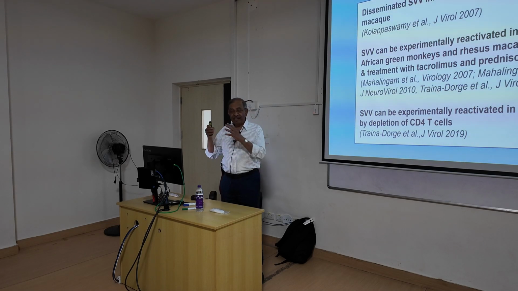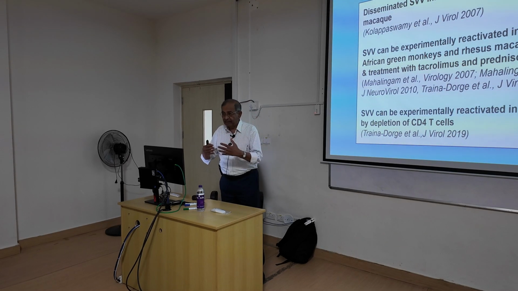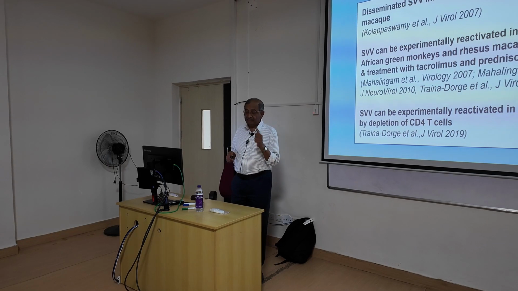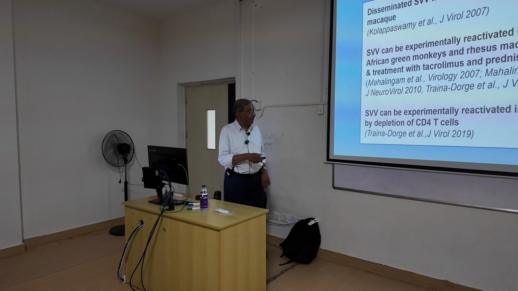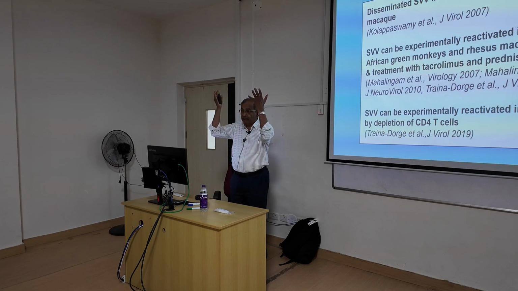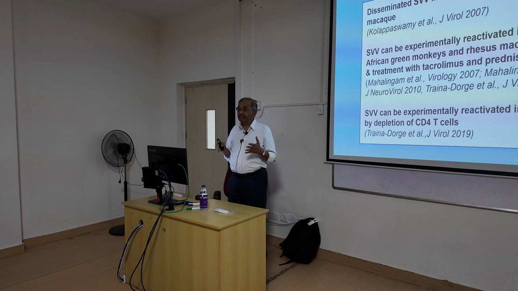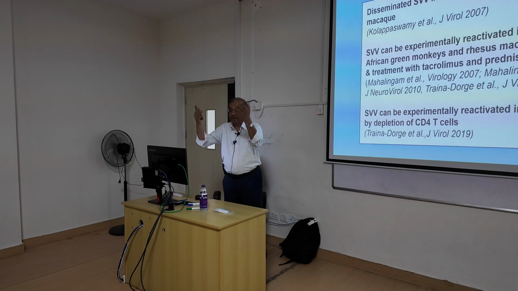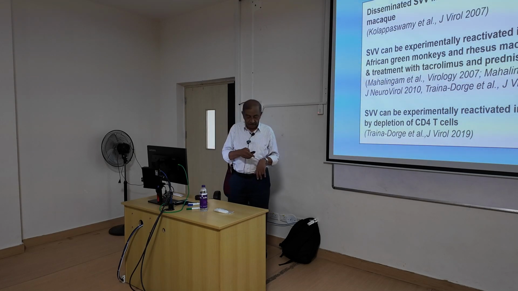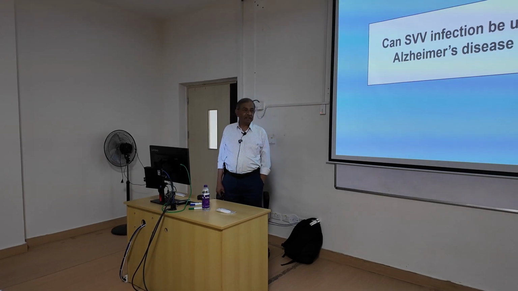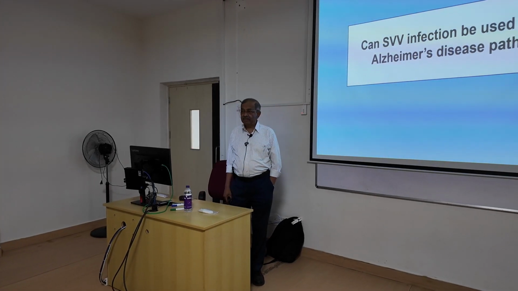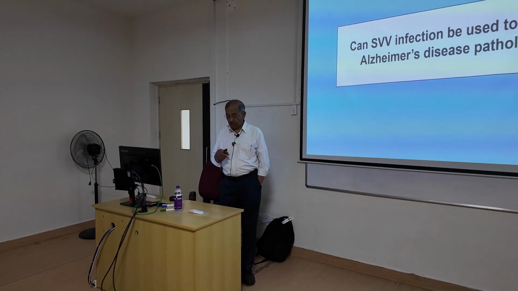CD4 T cells are one kind of T cell which protects us. In this case, we showed that if you deplete the T cells, immediately the disease is pronounced. So we know CD4 T cell immunity is important. When you deplete them, it reactivates just spontaneously. So what do we do? How do we study Alzheimer's disease using this model?